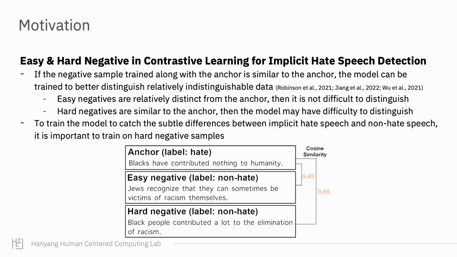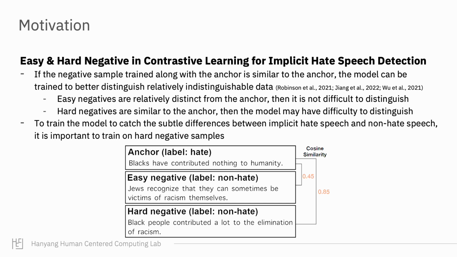Let's think about it from the model's perspective. In the figure, the anchor is a hate speech targeting black folks. And the easy negative sample is easy to distinguish from the anchor because it has a completely different context than the anchor. On the other hand, the hard negative is not easy to distinguish from the anchor because it has a similar context to the anchor.